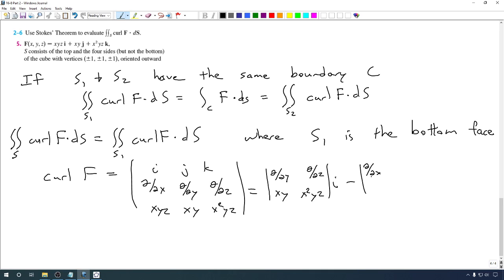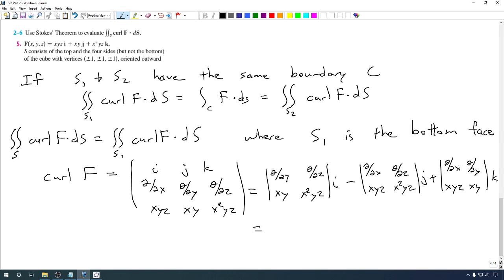We have then the derivative with respect to x and z. That'll be xyz and x squared yz. It's going to be our j component. Then we have x, y. So this one is actually the way I wrote the first one. So we have xyz and xy. That's our k component.